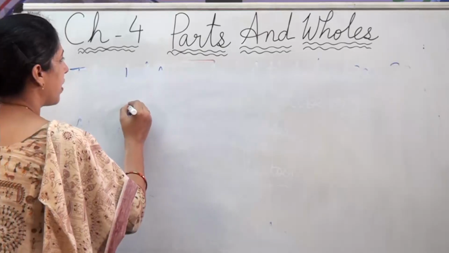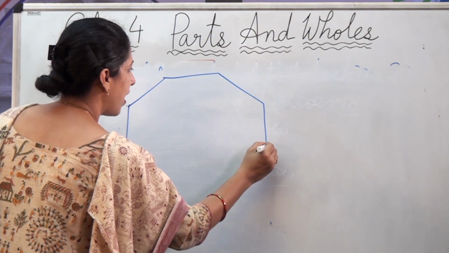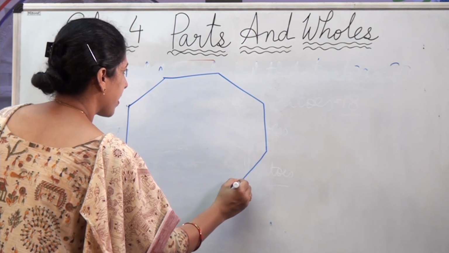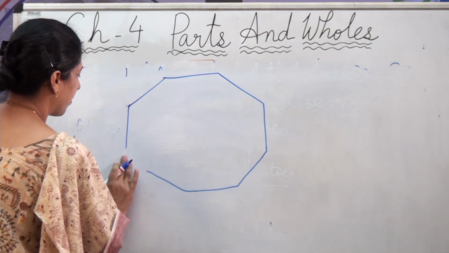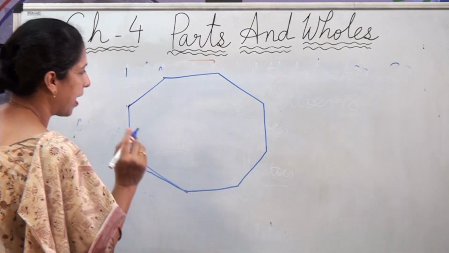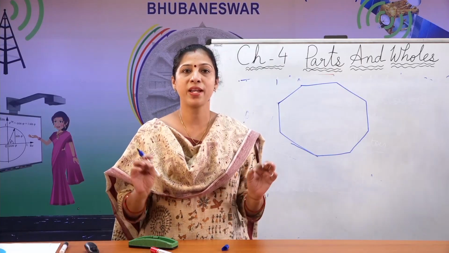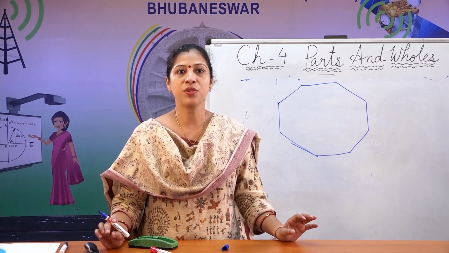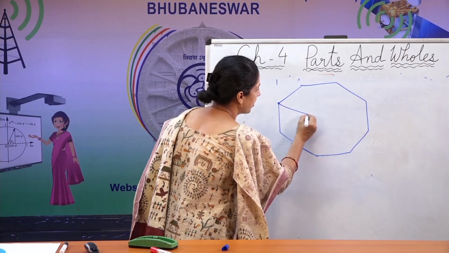1, 2, 3, 4, 5, 6, 7, 8, like this. This is the shape. 1, 2, 3, 4, 5, 6, 7, 8. So let's understand now which part is colored. Now this part is colored.